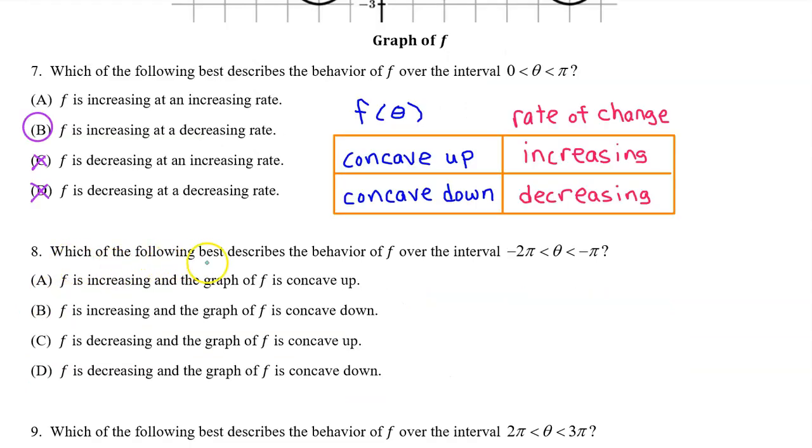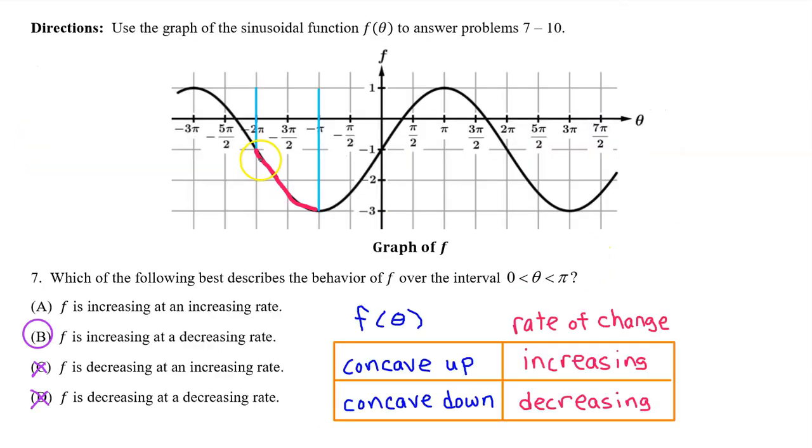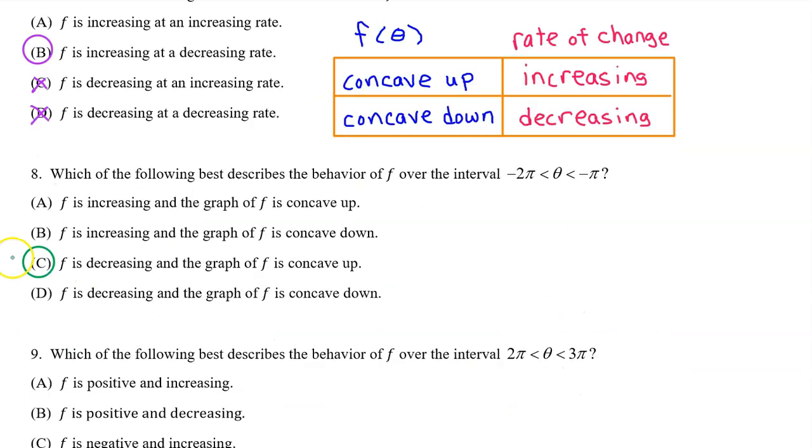Number 8. Which of the following best describes the behavior of f over the interval from negative 2 pi to negative pi? Here I have highlighted the interval from negative 2 pi to negative pi, and we can see that the graph of f is decreasing. The output values are falling from left to right. We can also see that f is concave up on the interval from negative 2 pi to negative pi. So, putting it together, f is decreasing and concave up. So the answer is C.